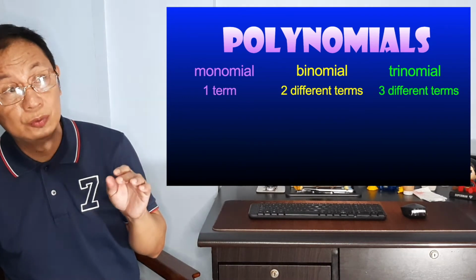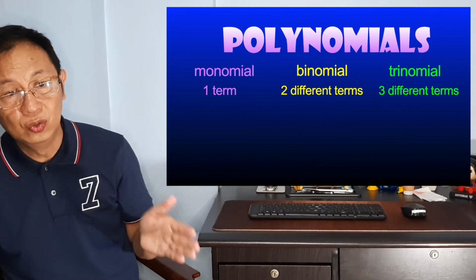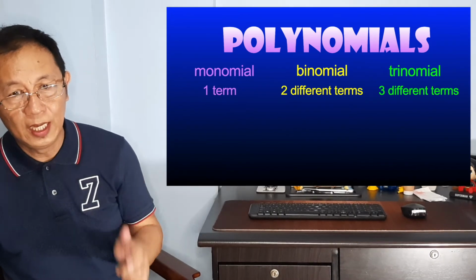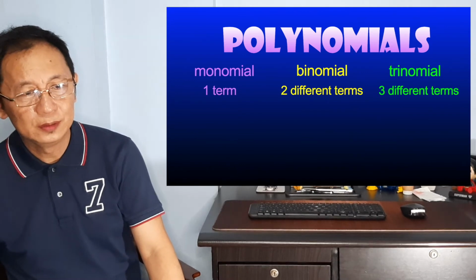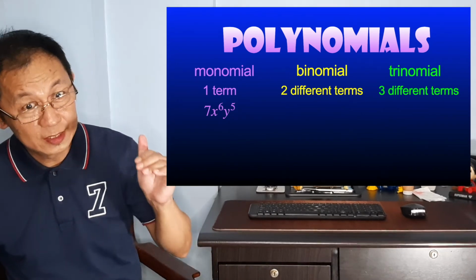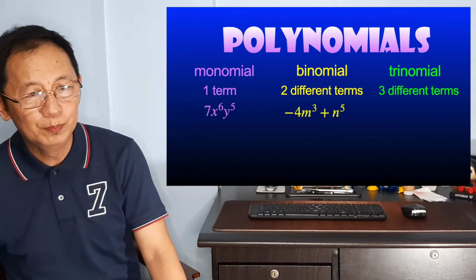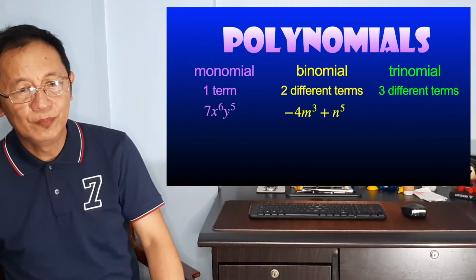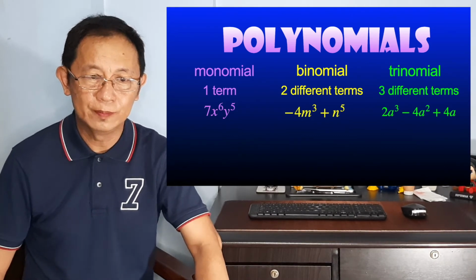Na-discuss na natin yun yung like terms saka unlike terms. So, ibig sabihin yan, 2 unlike terms yung binomial. Yung trinomial, 3 unlike terms. This is an example of a monomial. 7x raised to the 6th power, y to the 5th power. This is an example of a binomial. Negative 4m cubed plus n raised to the 5th power. And this is the example of a trinomial. 2a cubed minus 4a squared plus 4a.